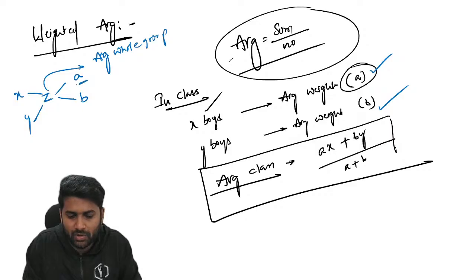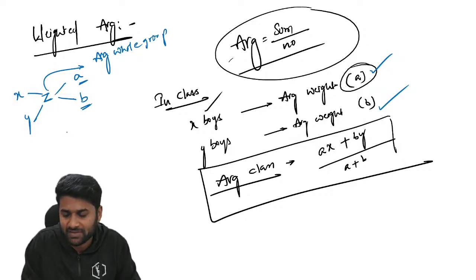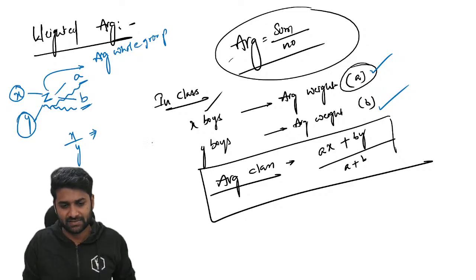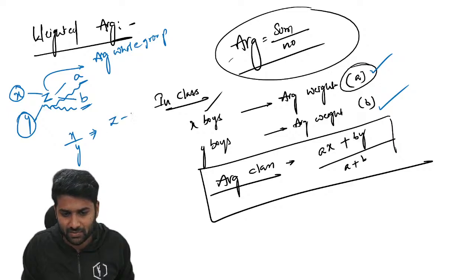So A is all about the individual average of a person. B is all about the individual average of a person. Now, what is the value of x by y? x is the difference between y and z, and y is the difference between a and z. So x by y is z minus b divided by a minus z.